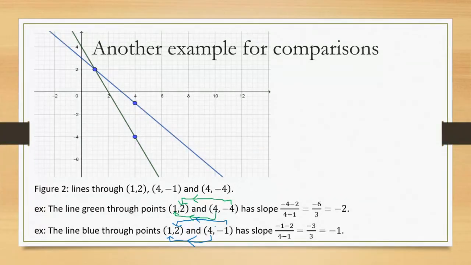Okay? So for the y values, we go from the second to the first point. Same thing for the x, second to first point. We have negative 1 minus 2 over 4 minus 1. That's negative 3 over 3, which is negative 1.